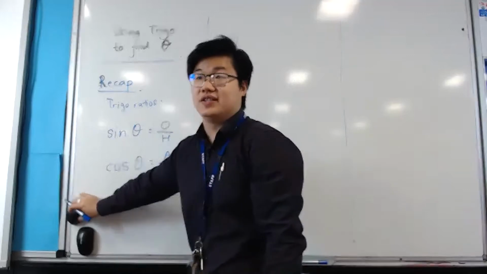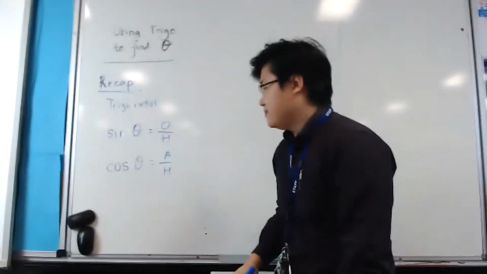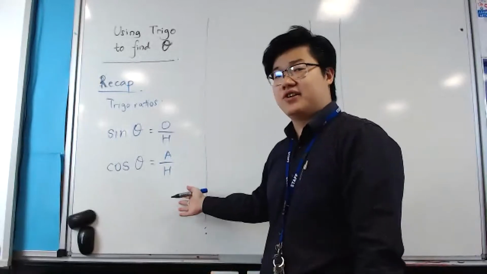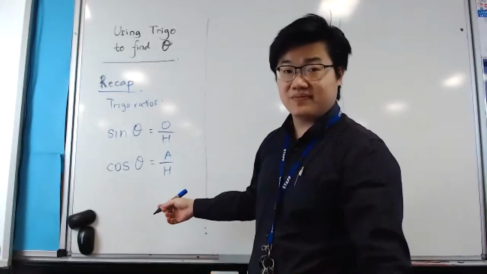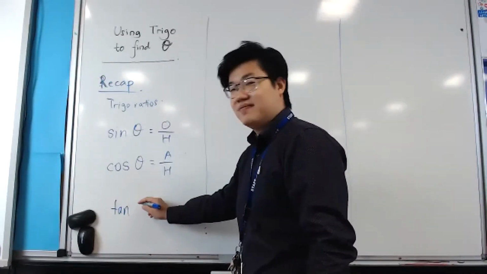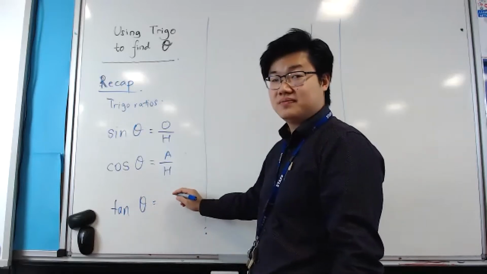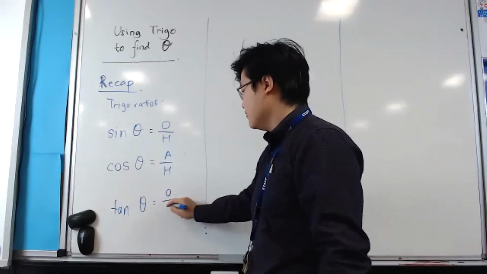And last but not least, the last one. Lisa, what's the other Trigo ratio? Tangent. Tangent theta equals to O over A. Very good. Opposite over adjacent.